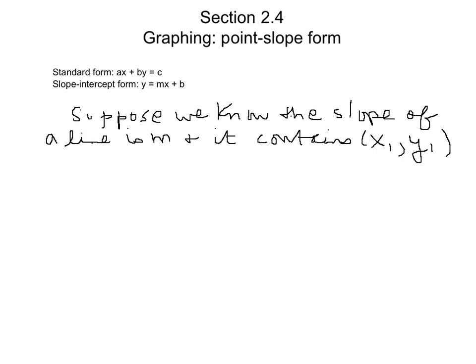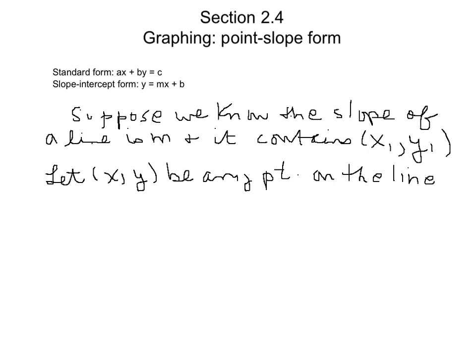So here, let's suppose that we know the slope of a line is m, and we also know that it has a point, a special point, which we denote by x sub 1, y sub 1. So we have a point, and we have a slope. And given those two pieces of information, our goal is to try to find the equation of the line. So what we do is we say, okay, let's let xy be any point on the line.